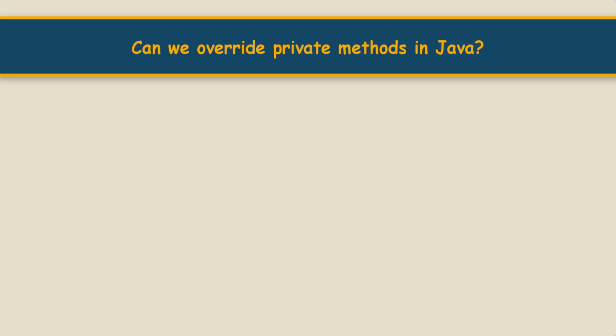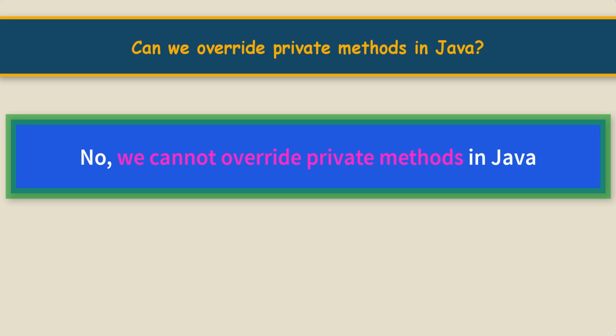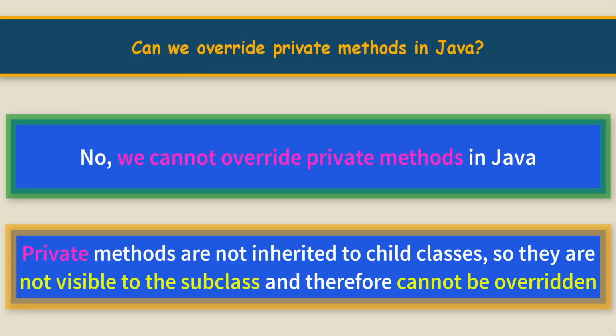Now let's see a few questions related to overriding. First question: can we override private methods in Java? No, we cannot override private methods in Java, because private methods are not inherited in the child class, which we already saw. Private members cannot be inherited in subclasses, because the private modifier's scope is only within the same class. You cannot access them outside of the class. They will not be visible to the subclass, and that's why we cannot perform overriding for private methods.